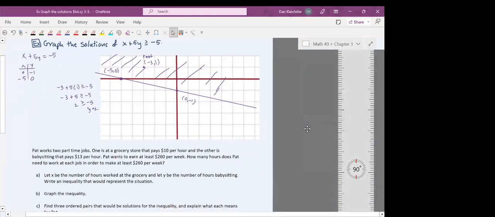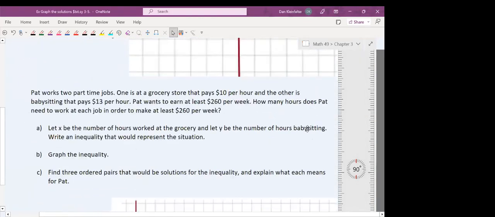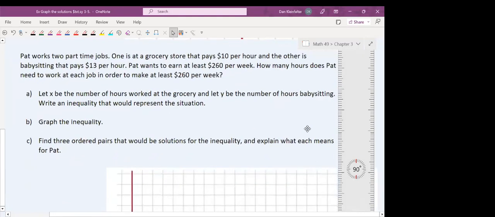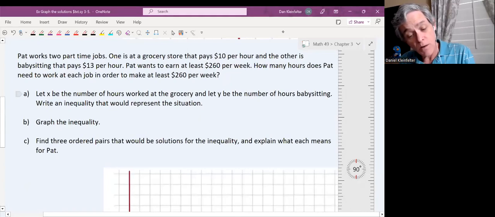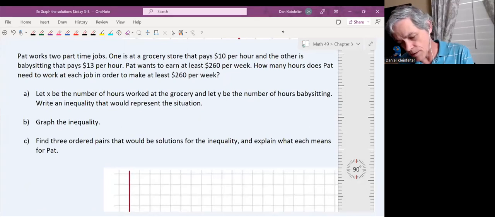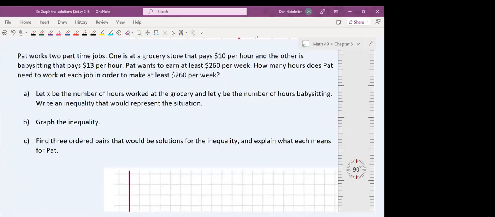All right, to finish up, we're going to take a look at an example. The story here is that Pat works 2 part-time jobs. One is at a grocery store that pays $10 an hour, and the other is babysitting and pays $13 an hour. Pat wants to earn at least $260 a week. We want to know how many hours Pat needs to work in order to make at least $260 a week.